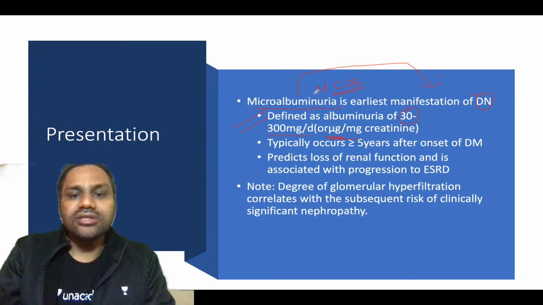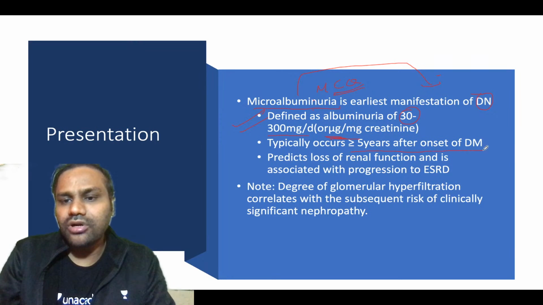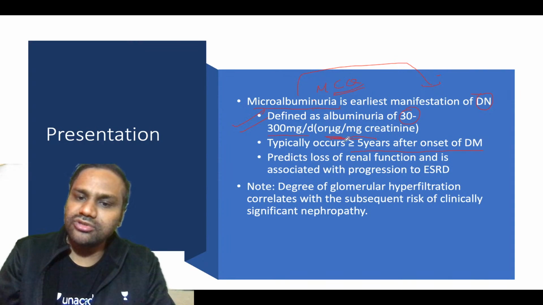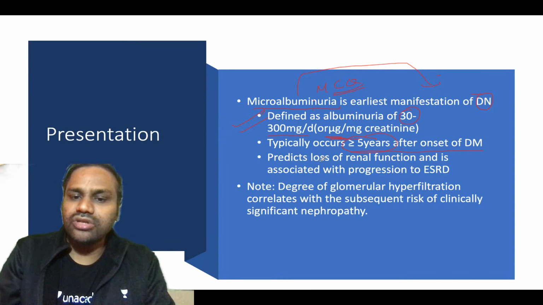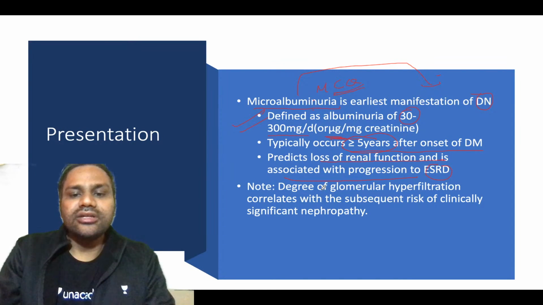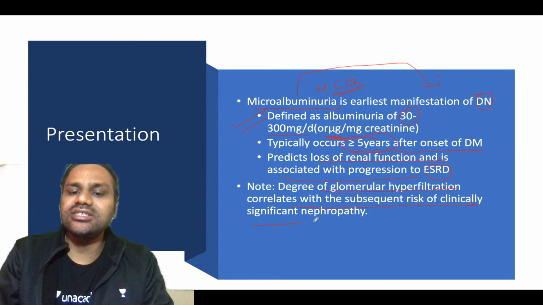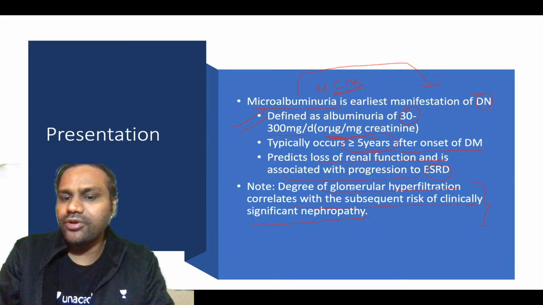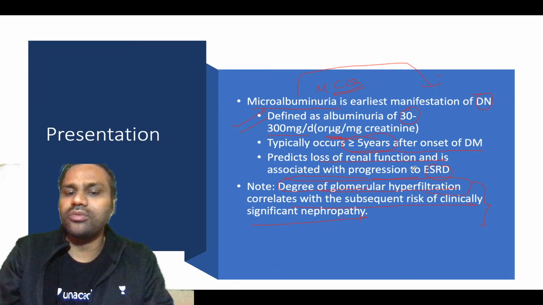Now remember, this microalbuminuria occurs greater than or equal to 5 years after onset of diabetes mellitus. So it usually occurs after more than 5 years. It predicts loss of renal function and is associated with progression to end-stage renal disease. Note, degree of glomerular hyperfiltration correlates with subsequent risk of clinically significant nephropathy.